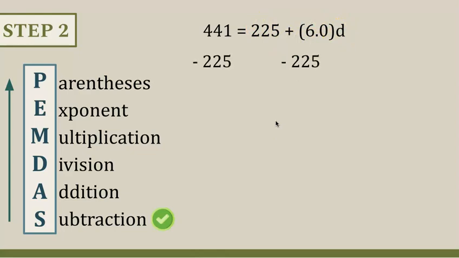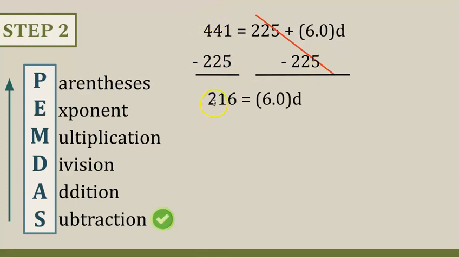I'm going to be subtracting 225 from both sides, because I can cancel it out. So 225 minus 225 will cancel out to 0. And that makes my life easier because I'm one step closer to getting my variable by itself. Since I subtracted 225 on the right, I have to do that on the left. So this turns into 216 equals 6.0 times d. And I just plugged this into my calculator. 441 minus 225 gave me 216.